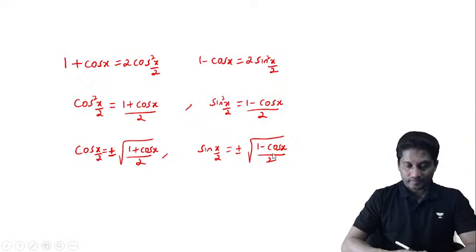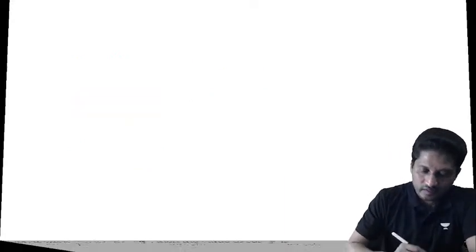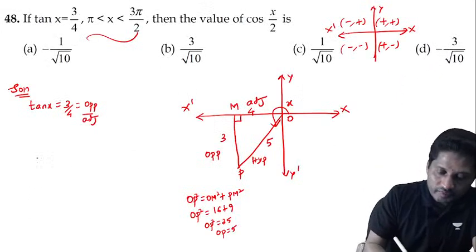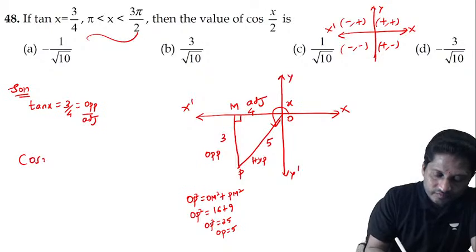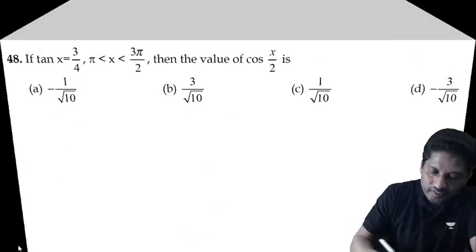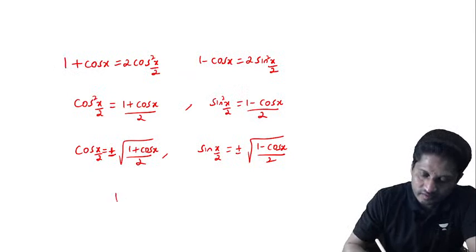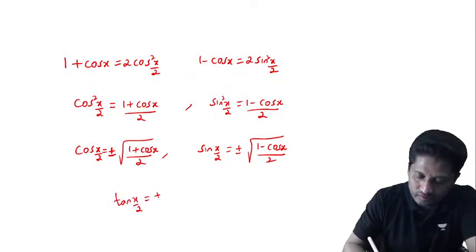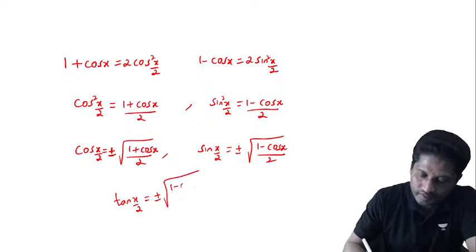Right, now if I use this formula, guys, so I am getting cos x by 2. Same thing, if I divide these two, you get tan x by 2 is equal to plus minus root of 1 minus cos x upon 1 plus cos x.